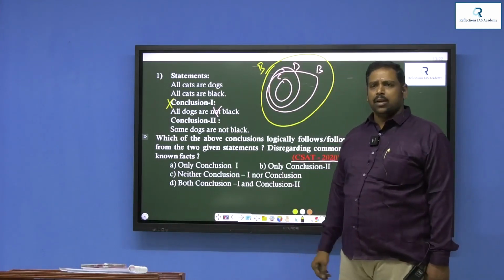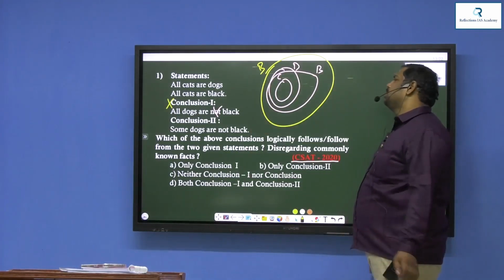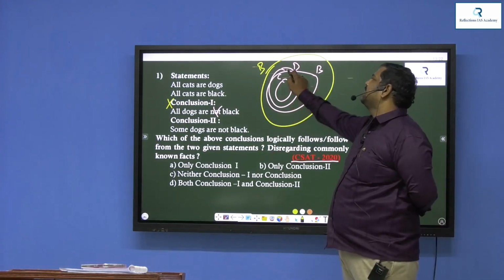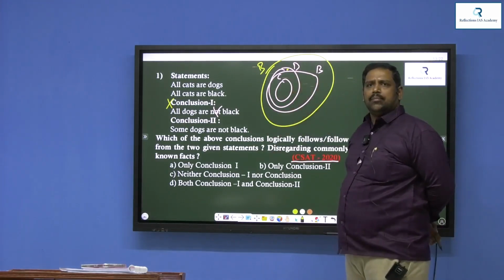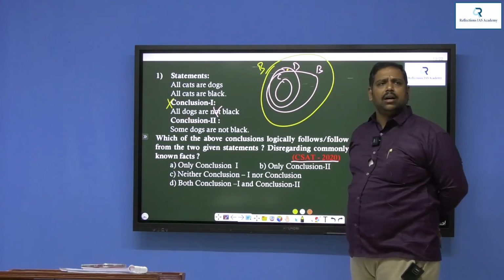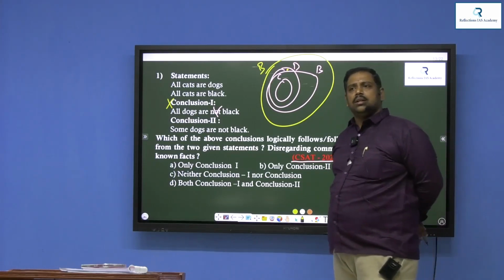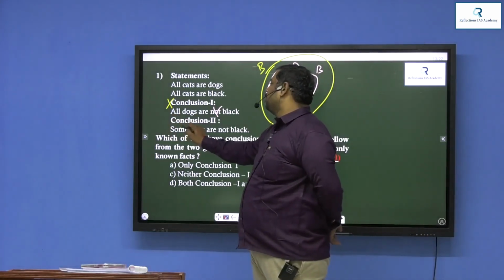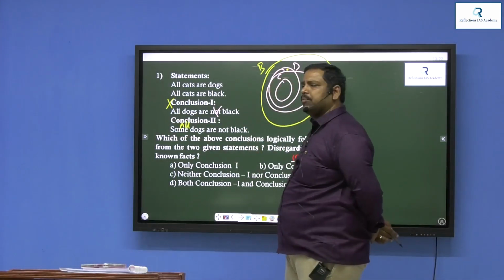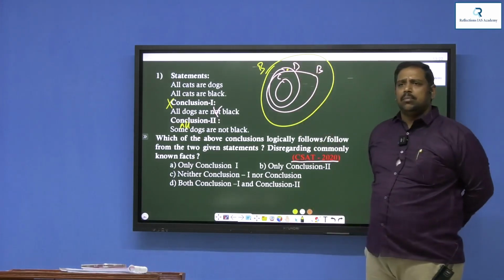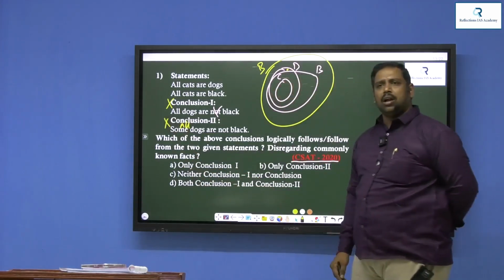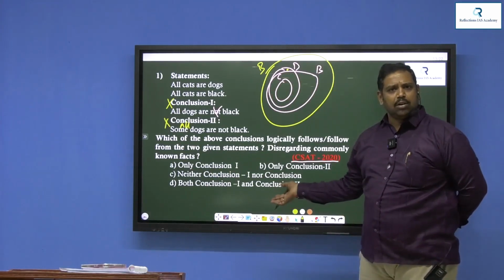Am I clear? Go to the second one. Some dogs are not black. Yes, from the basic it is happening. Okay, so it is definite negative. Then go with the negation. Negation means some not means all. Okay, all dogs are black. Yes, it is possible, right? Means conclusion 2 is correct or wrong? So both are wrong.